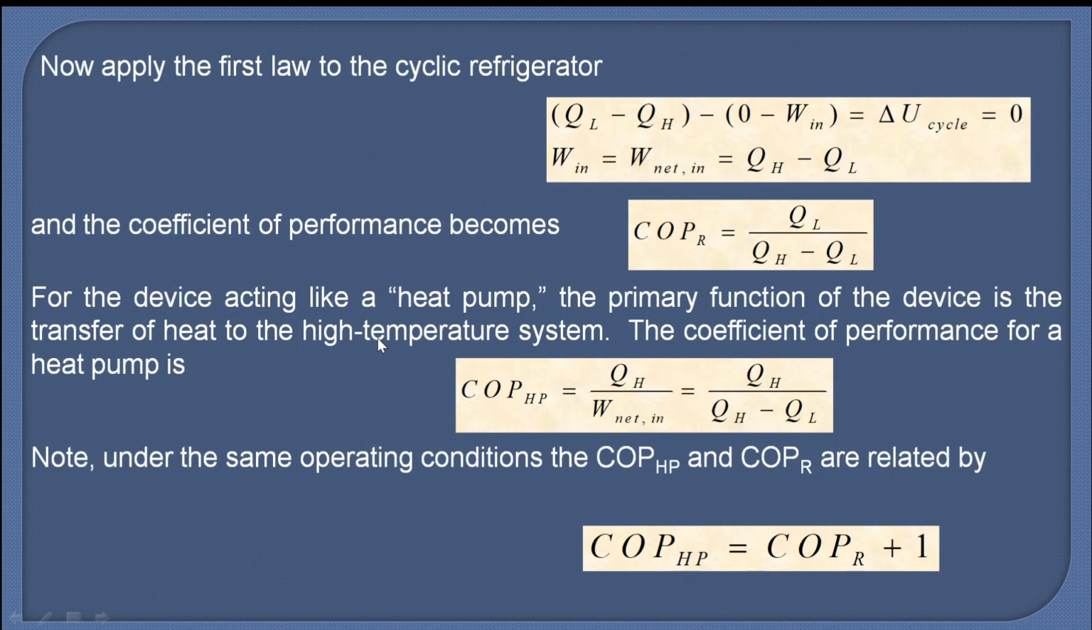So when the device is acting as a heat pump, the numerator will be QH. So COP will be QH by QH minus QL. So under the same operating conditions, you can establish the relation of COP of heat pump and COP of refrigerator through this. COP of a heat pump is always greater than COP of a refrigerator by unity.